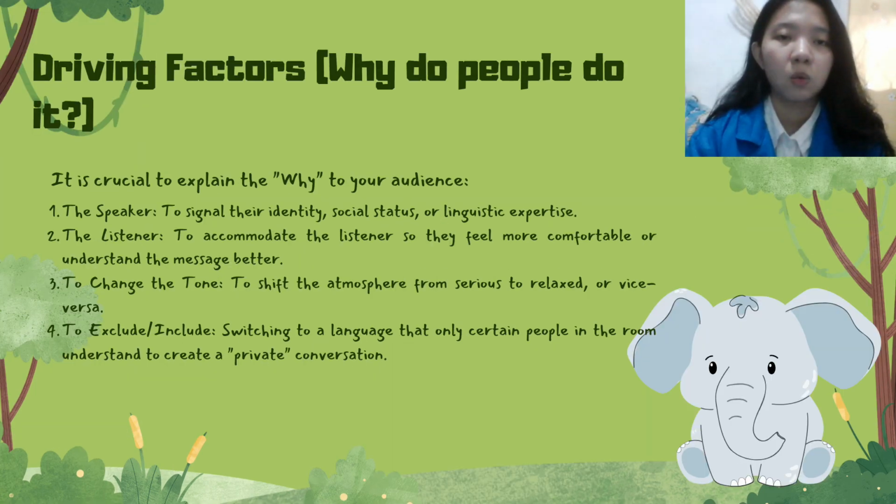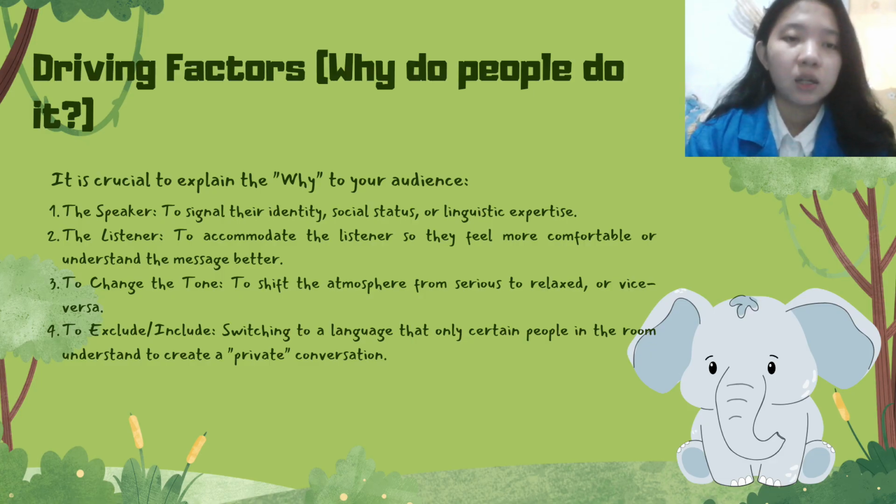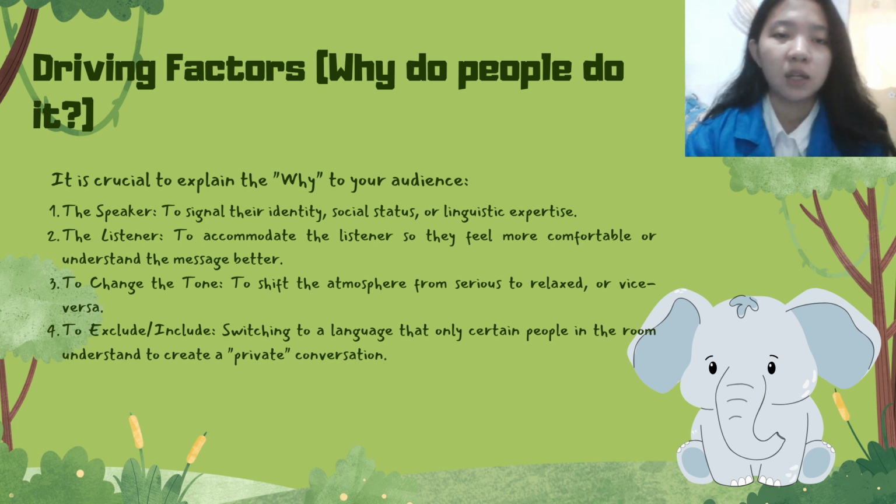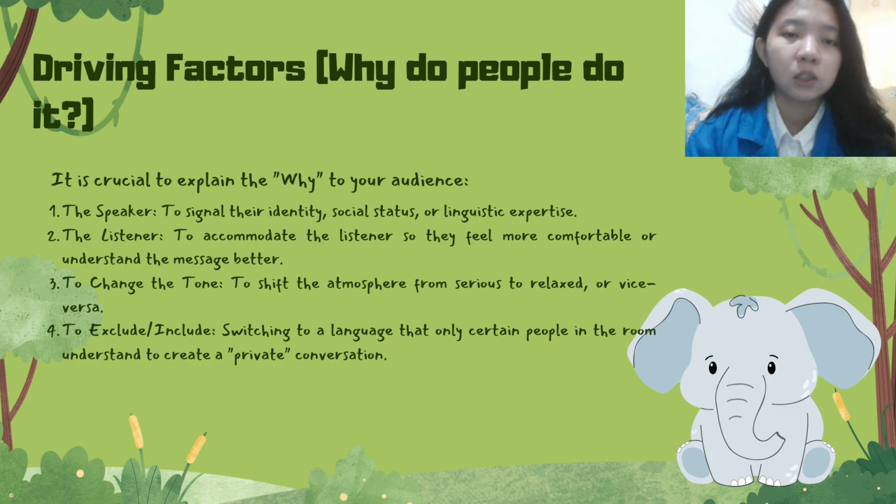Driving factors. Why do people do it? It is crucial to explain the why to your audience. The first one is the speaker: to signal their identity, social status, or linguistic expertise. 2. The listeners: to accommodate the listeners so they feel more comfortable or understand the message better. 3. To change the tone: to shift the atmosphere from serious to relaxed or vice versa. 4. To include or exclude: switching to a language that only certain people in the room understand to create a private conversation.